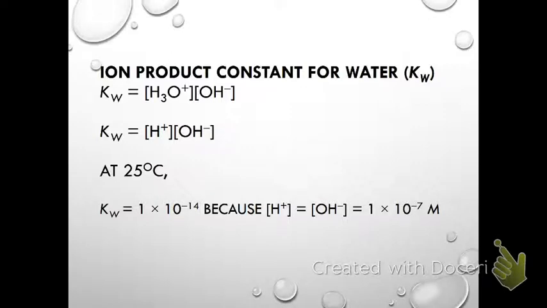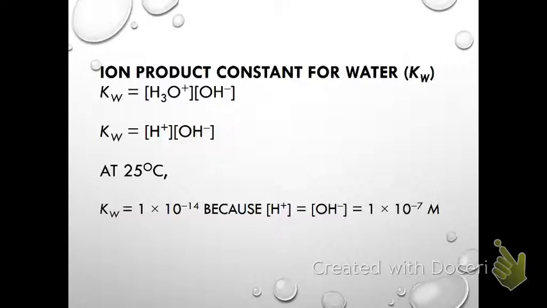At 25 degrees Celsius, Kw is 1 times 10 to the negative 14, and that is because in pure water the hydrogen is equal to the hydroxide, which is 1 times 10 to the negative 7 molar. And that's in pure water at 25 degrees Celsius. That is temperature dependent. If I change the temperature, I change my Kw value, which would in turn change the H plus and OH minus if it were neutral.